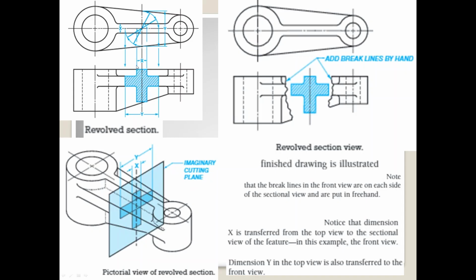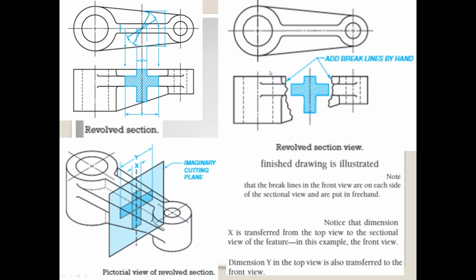Let's continue on to look at this revolve section, rotate section, and note that the break lines in the front view are on each side of the sectional view and put in freehand. So you're going to put it in freehand. Notice that dimension X is transferred from the top view to the sectional view of the feature. In this example, front view dimension Y in the top view is also transferred to the front view.